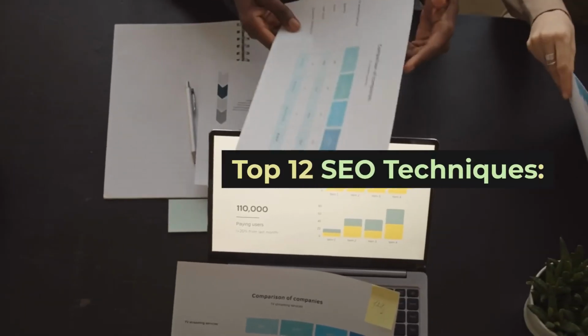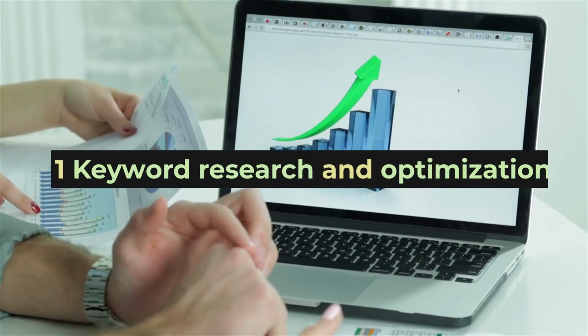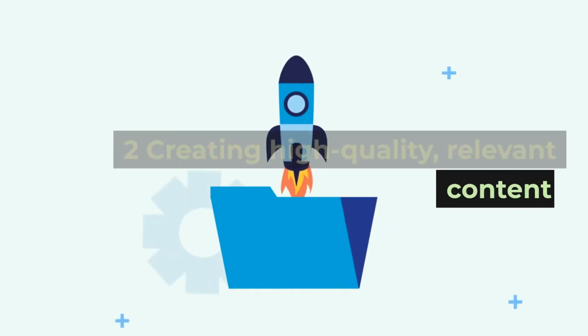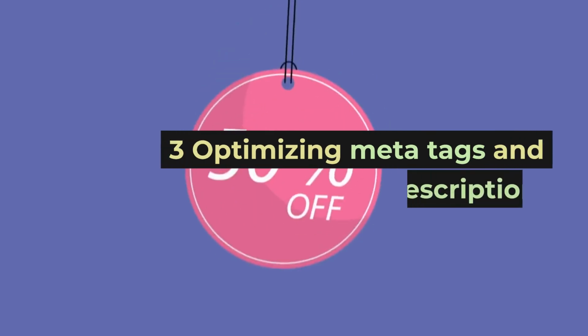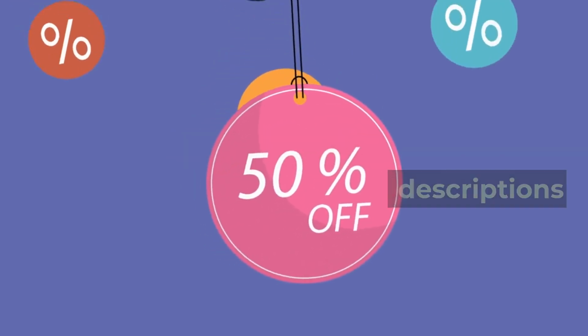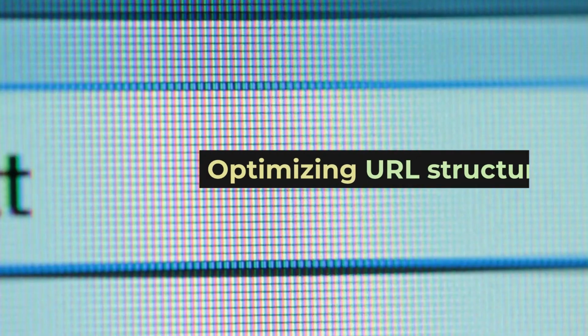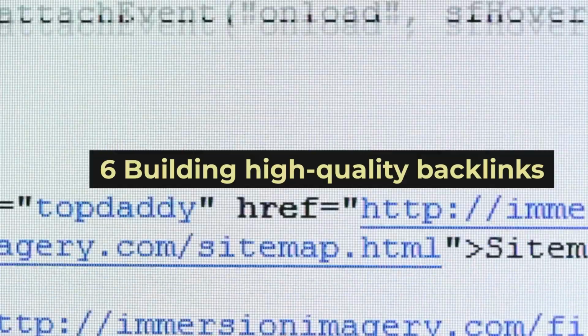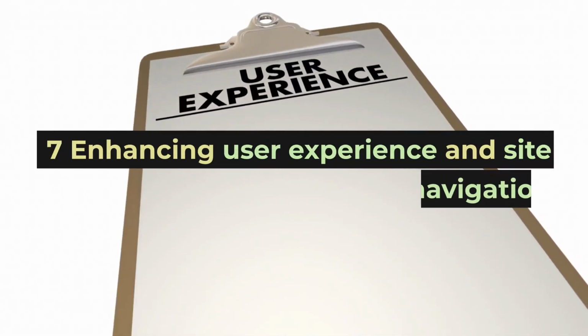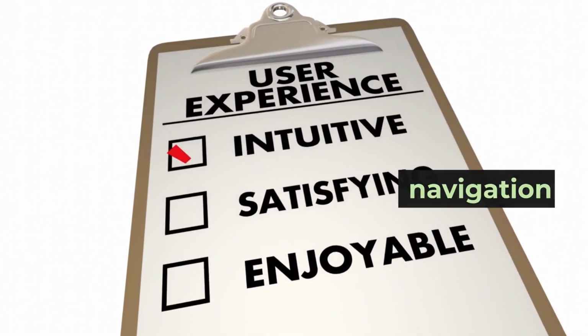Top 12 SEO Techniques. 1. Keyword research and optimization. 2. Creating high-quality, relevant content. 3. Optimizing meta tags and descriptions. 4. Improving website loading speed. 5. Optimizing URL structure. 6. Building high-quality backlinks. 7. Enhancing user experience and site navigation.